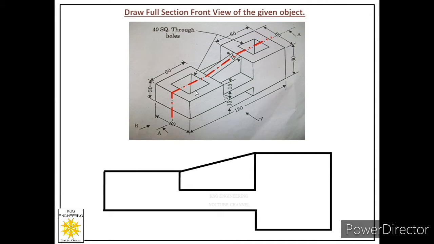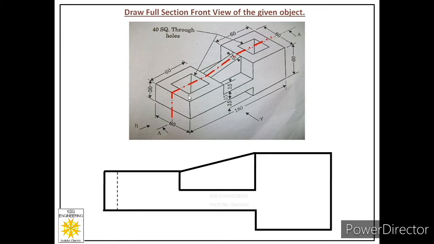Now this length is 40 and length of this face is 60. So it is exactly in the center. So 60 minus 40, 20 divided by 2. So this distance is 10 and this distance is 10. So from this edge, we will measure 10 millimeters and we'll mark a point here. And from that point, we will sketch first edge of this pocket as hidden.